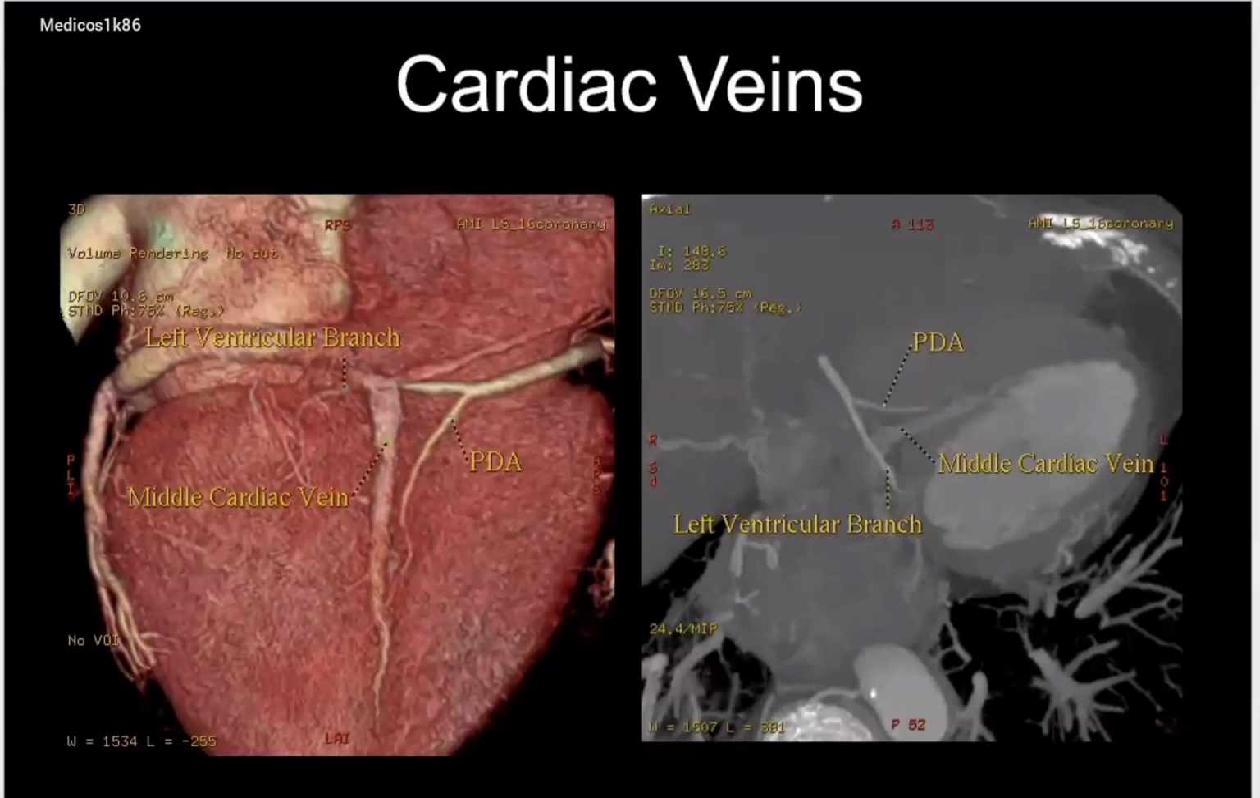I guess that's all on my part. This is the basic anatomy. Please don't forget, if you need more information about cardiac anatomy, maybe we can go to more detailed cardiac information in the near future.